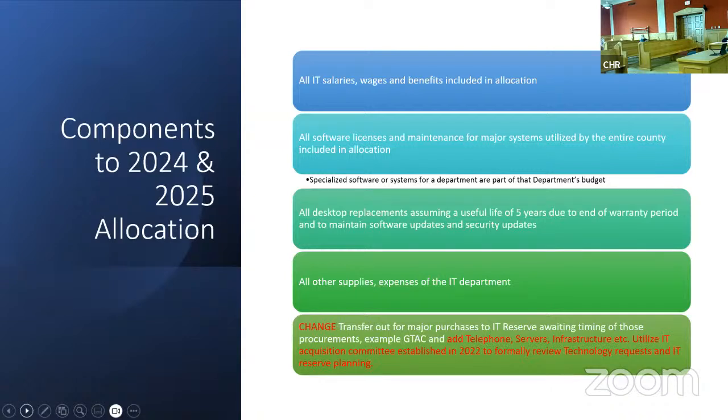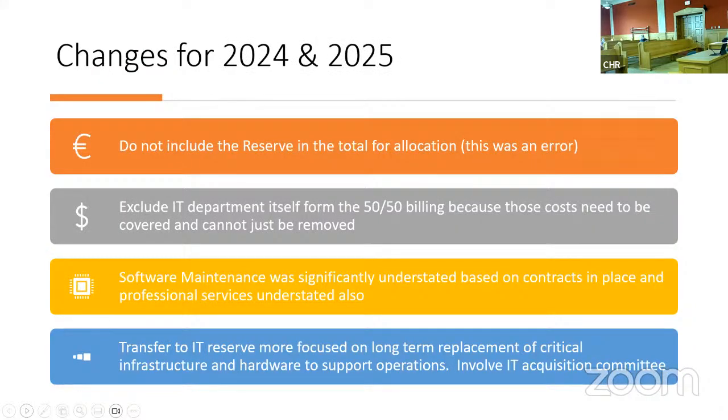So next slide, again, changes just in processing. We're not going to make the same mistake and include the reserve in the total for the allocation. That was an error. We're going to exclude the IT department from the 50/50 billing because those costs need to be covered. They just can't be removed. And then the software maintenance was significantly understated. We now have a pretty detailed listing of all the major software and the costs that we're estimating for those pieces of software. The professional services was understated as well.